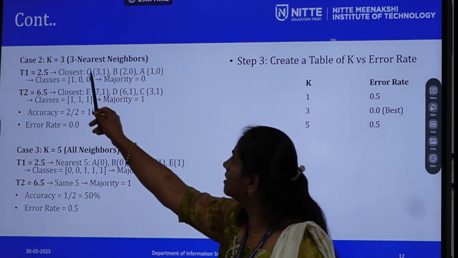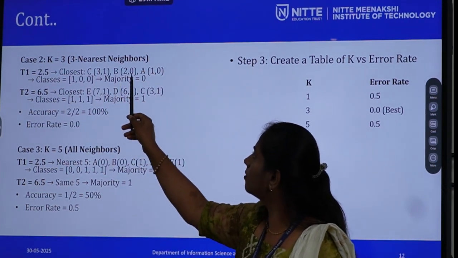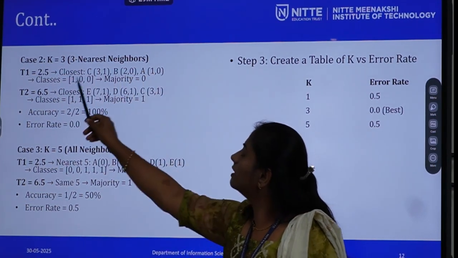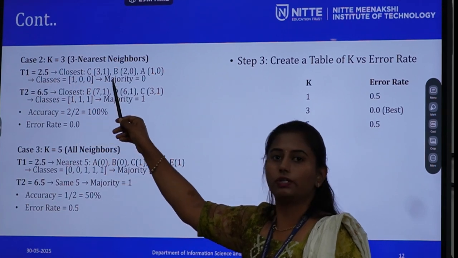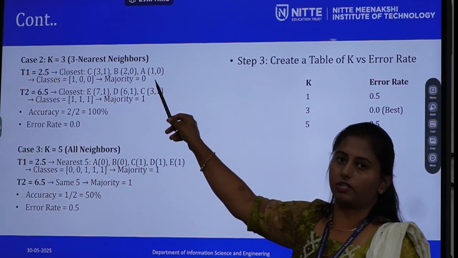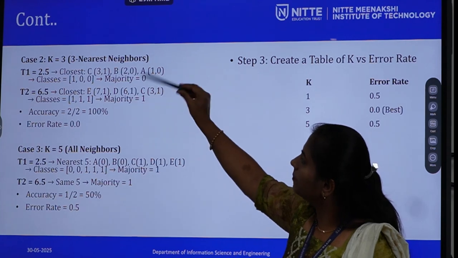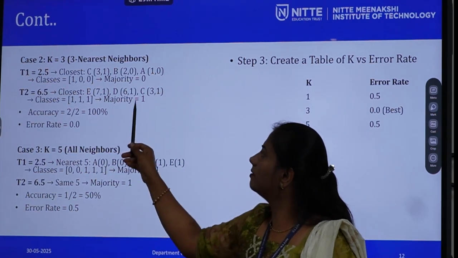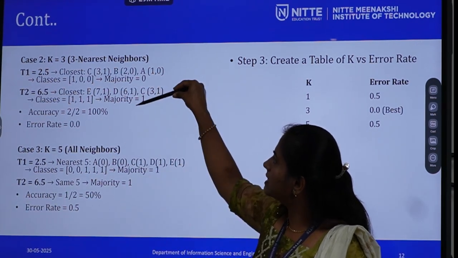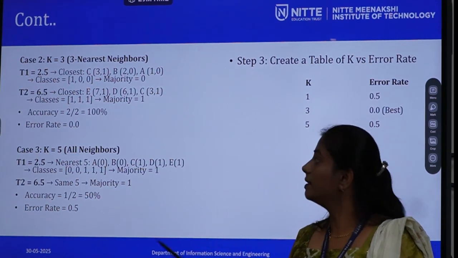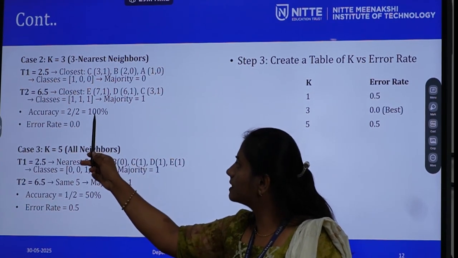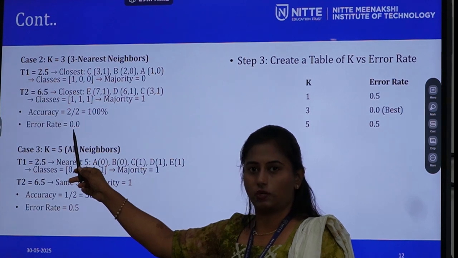So when we take C of 3, 1, B of 2, 0, A of 1, 0, the classes assigned are 1, 0, 0, and the majority voting gives the 0 classification. In the second one, the majority class is 1, so the predicted class is 1 as well. So I get 100% accuracy and the error rate is 0.